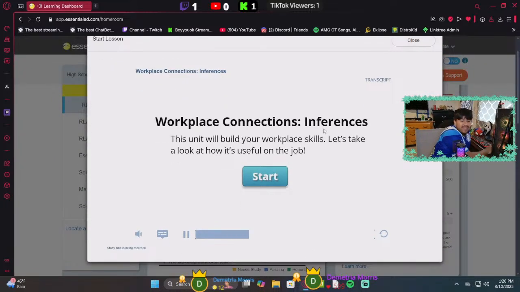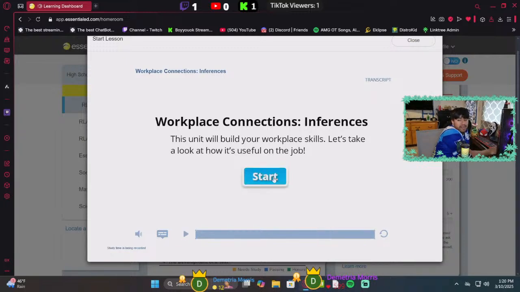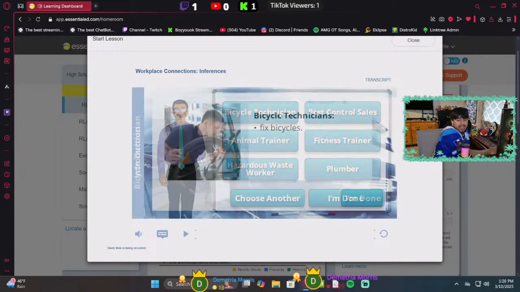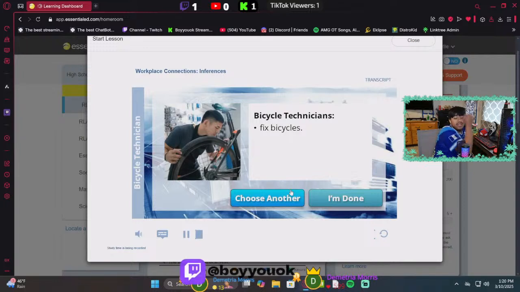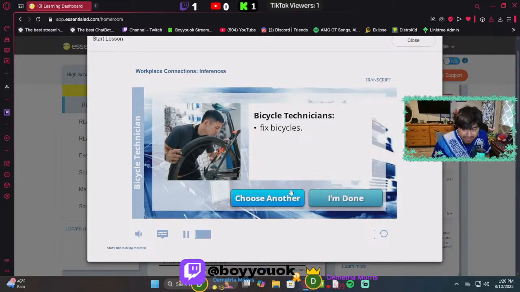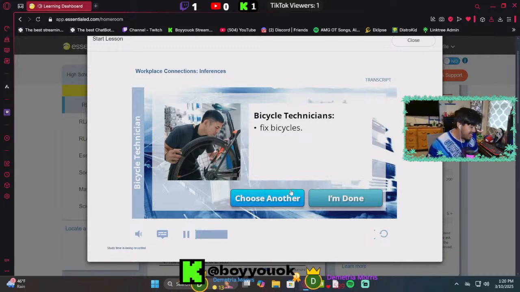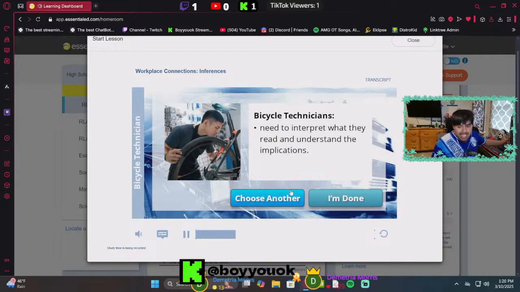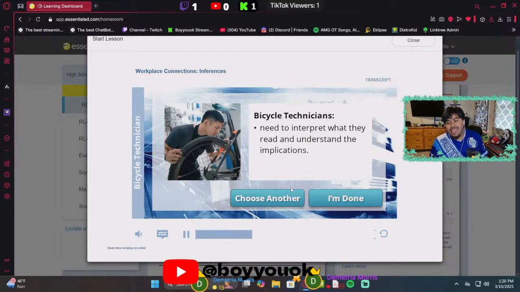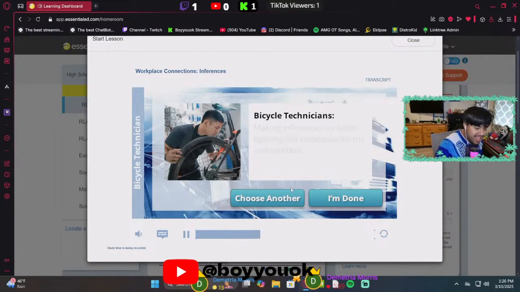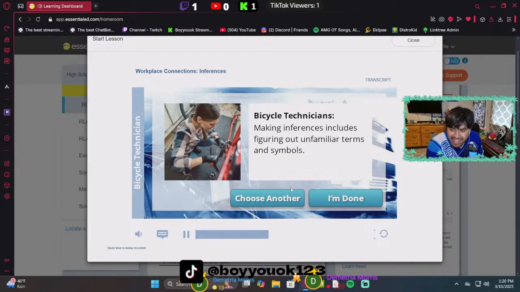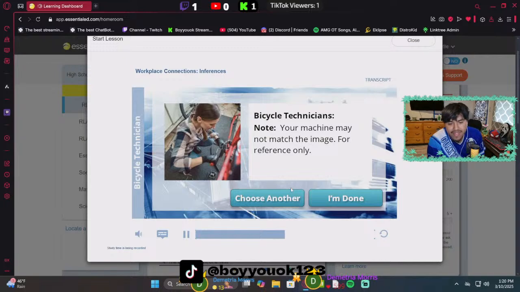This unit will build your workplace skills. Let's take a look at how it's useful on the job. Hello, I'm Leonard. Bicycle technicians fix bicycles. Of course, any kind of repair work means reading manuals. You need to read and understand the implications. It's true that a bicycle manual can be straightforward, but making inferences includes figuring out unfamiliar terms and symbols. Take a look at this note that I found in a bicycle service manual.